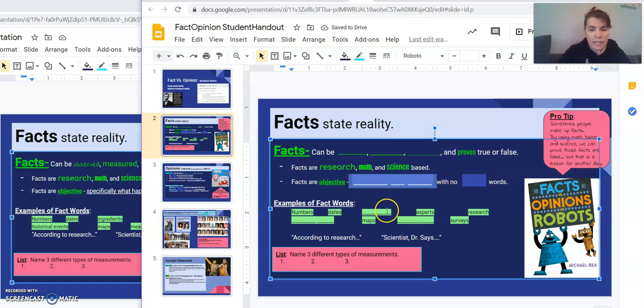Now, examples of fact words. So when you are reading a sentence, this will help you to decipher whether you are reading a fact or an opinion. So numbers, dates. So if I say in 1842, blah, blah, blah, that is verifiable. We can check our research and historical documents. So that makes it a fact statement. Might not be true, but we can verify whether it is true or false.